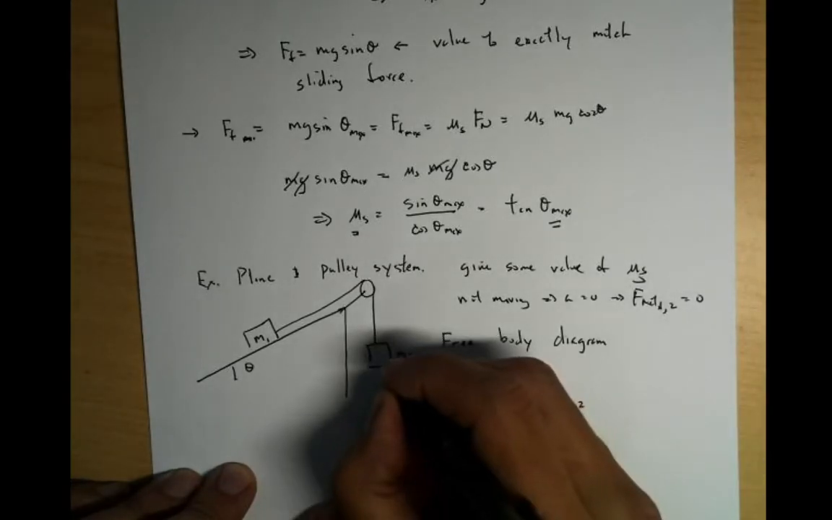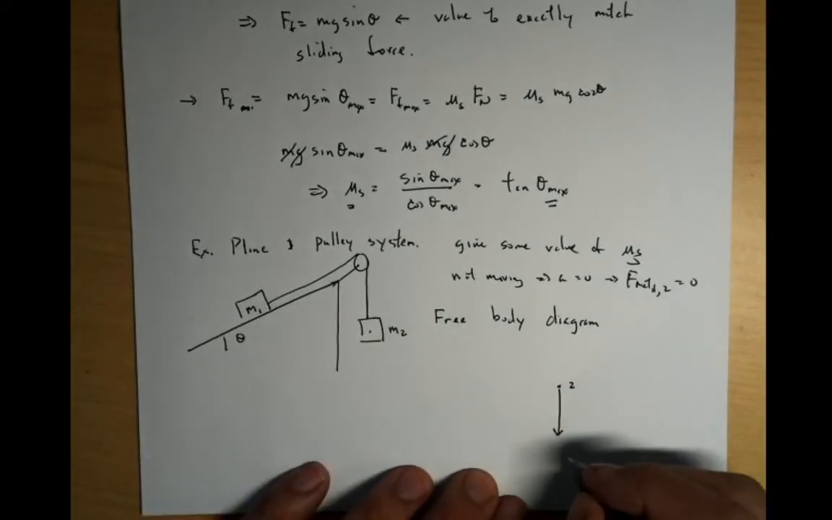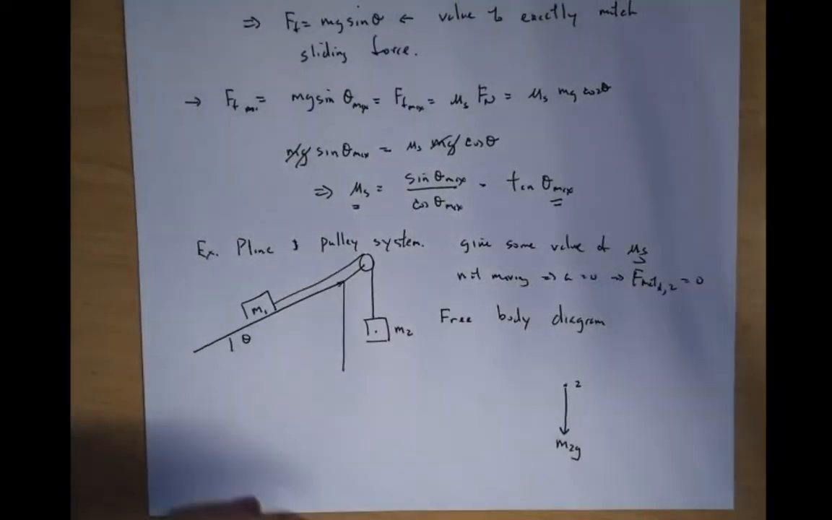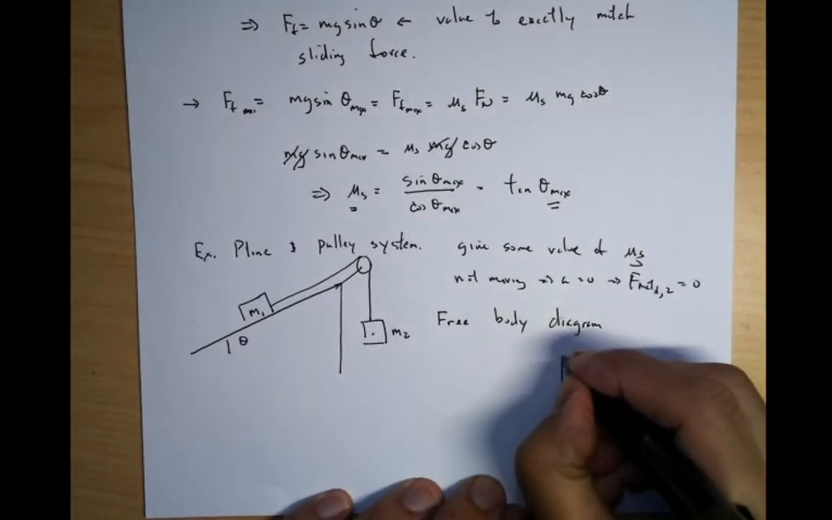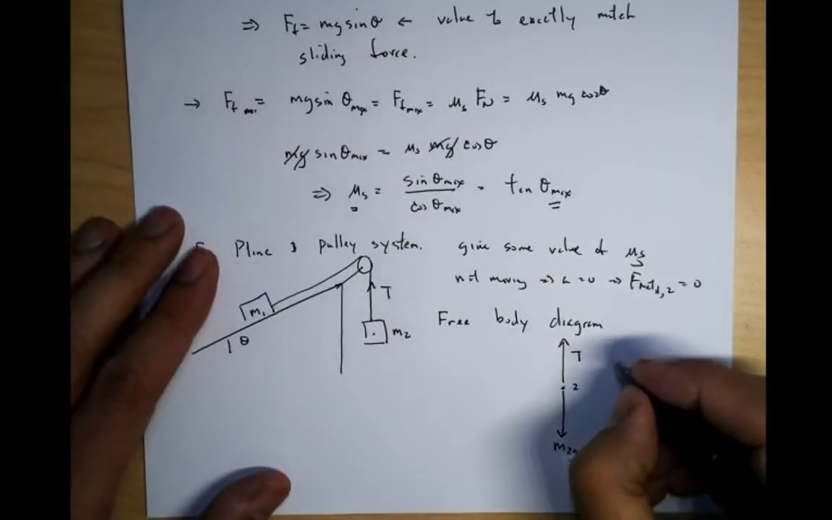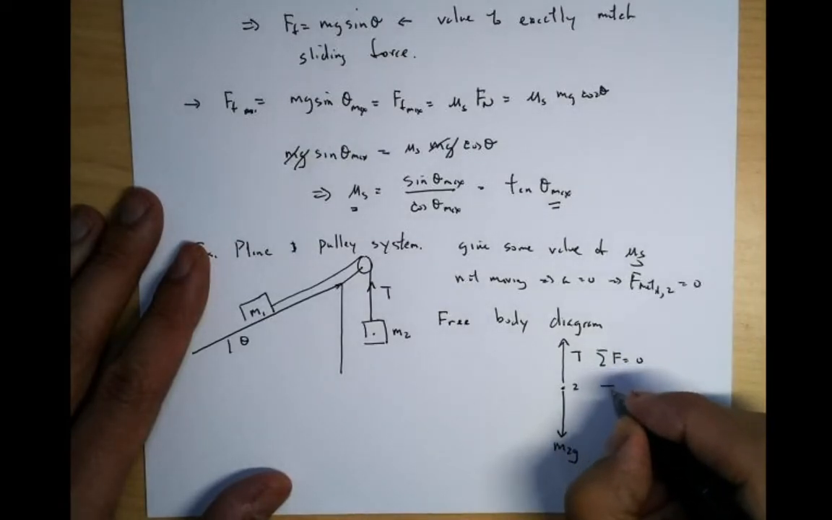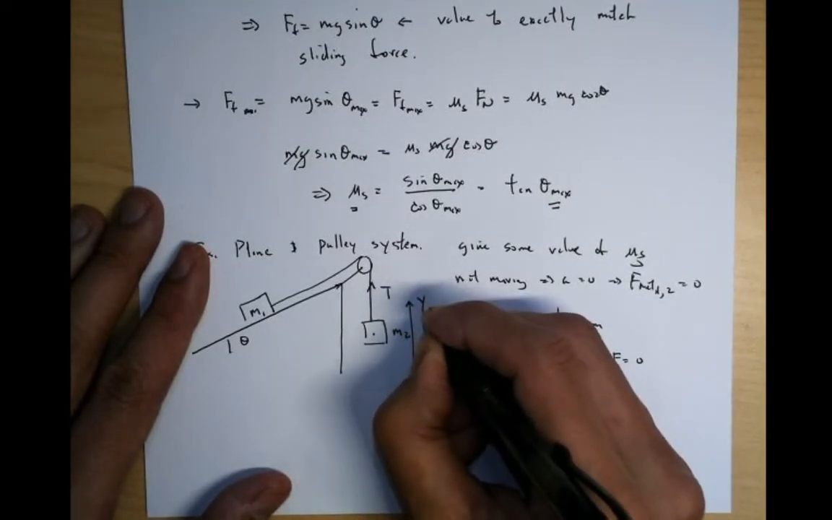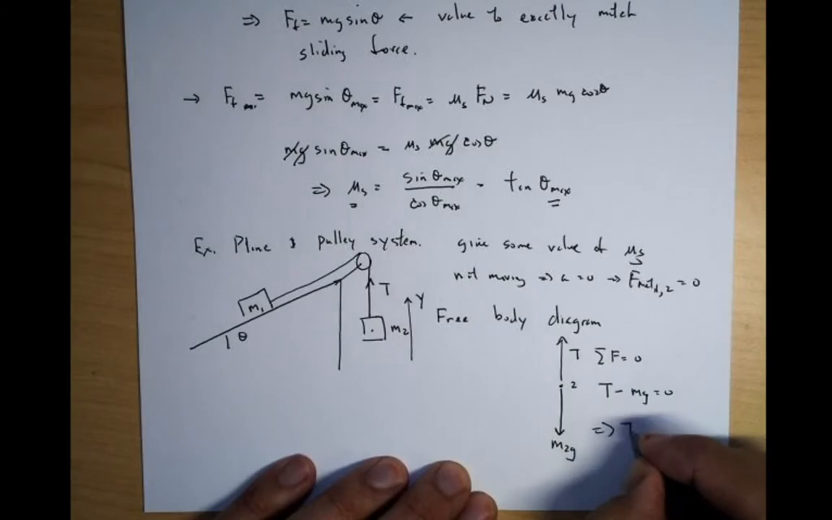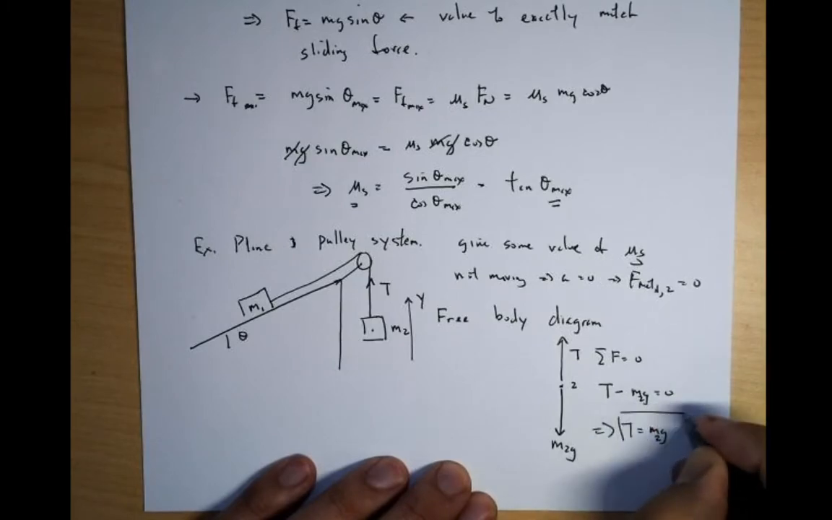2 is easy. This one has a force of gravity, m2g. It also has a tension force in this direction. So that's the tension force. Sum of the forces equals 0. We'll call this the y-axis here. That means the tension minus mg equals 0, and so you get tension is equal to mg, not m2g. Not terribly surprising, actually, at some level.